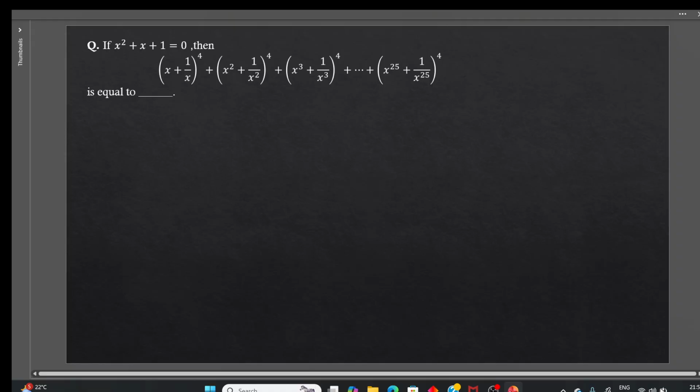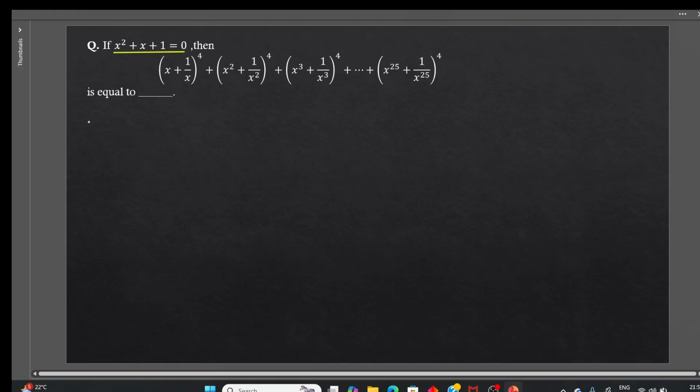The next question is: if the quadratic equation x square plus x plus 1 is equal to 0, then find (x plus 1 by x) whole to the power of 4 plus (x square plus 1 by x square) whole to the power of 4 plus (x cube plus 1 by x cube) whole to the power of 4, and so on, up to (x to the power of 25 plus 1 by x to the power of 25) whole to the power of 4. It is a numerical type question.